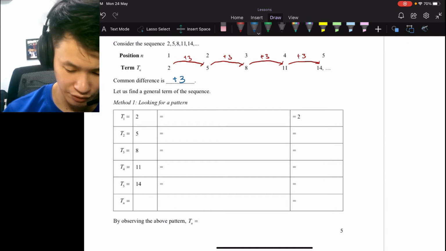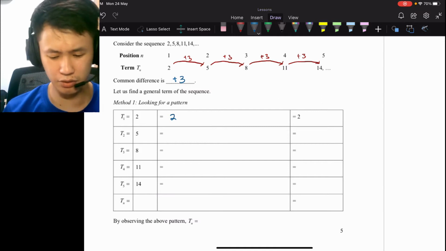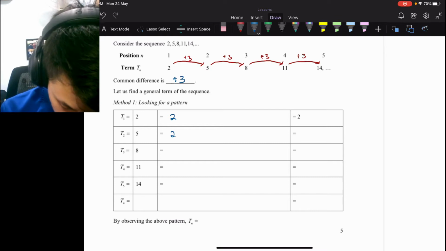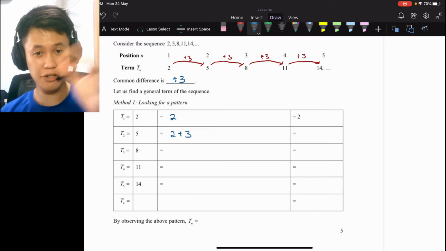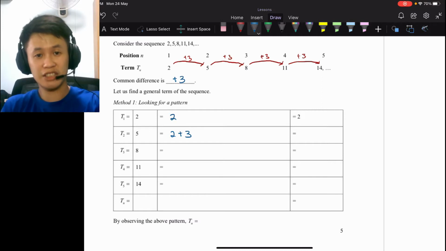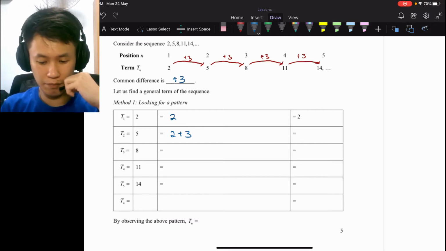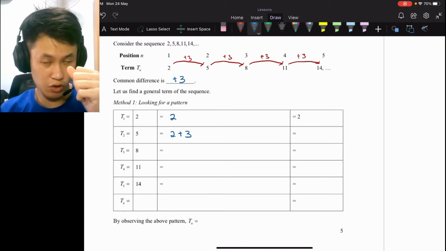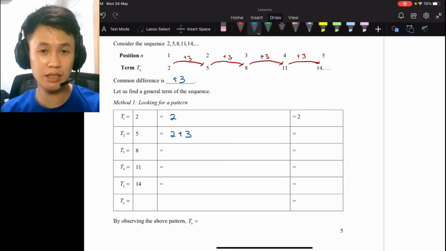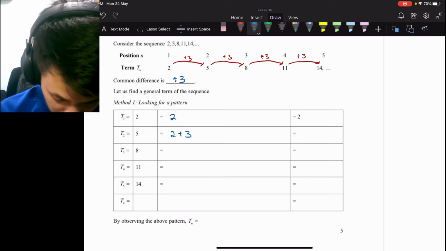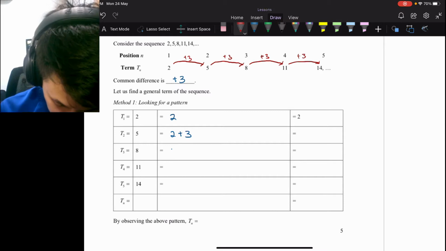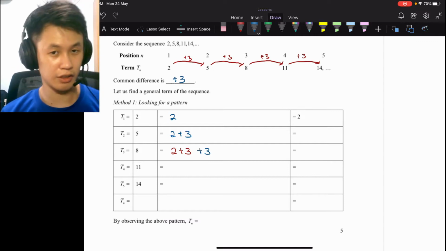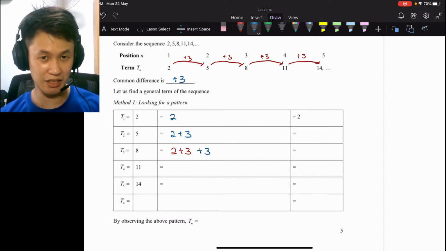So the first term we have is equal to 2, and 2 is just equal to 2, nothing much, right? And to get the second term, it will be 2 plus 3. I'm usually taking the first term and adding 3 to the first term. Now in the third term, you will take the second term and you will add a number of 3, right? So 2 plus 3 is the previous term and I add 3. Can you all see that what I'm doing is just adding 3 to the previous term?